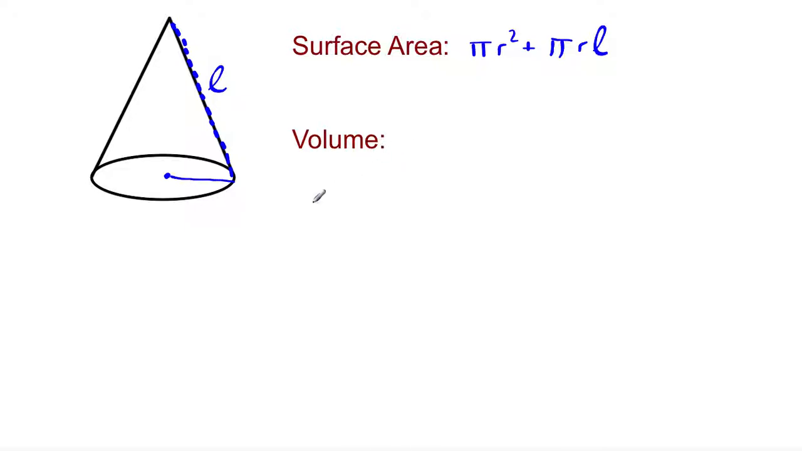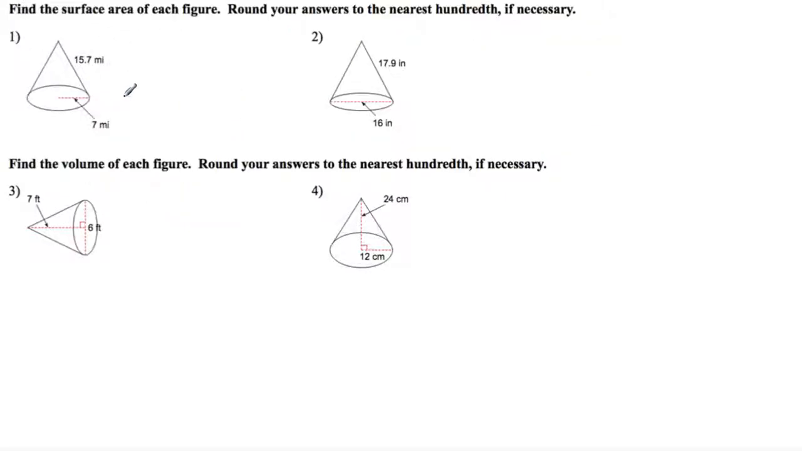And for volume, it's actually the same as a pyramid. It's 1/3 area of the base times the height. And because we know that this is always going to be a circle, we could say the area of the base is just pi r squared, times that height. And make sure you know the difference between height and L, which is slant height.